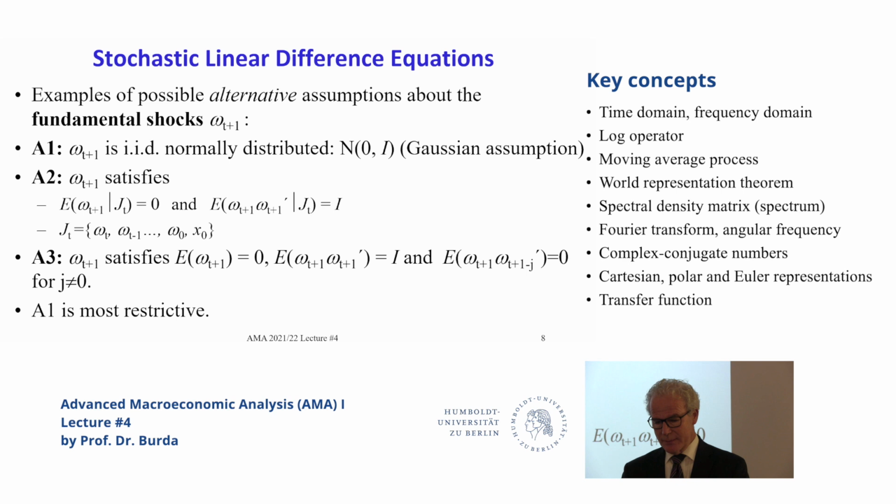Other assumptions are weaker. A2 is like saying that the conditional expectation, given information that's accumulated and not thrown away until period t, implies that the expected value is zero and the expected value of the outer product is equal to a constant identity matrix. Then there's another variant, which is less restrictive, which is a restriction on the unconditional expectation, which says that the outer product has an unconditional expectation of I, the identity matrix. Remember, omega is m by 1, and the expected value, of course, is 0.